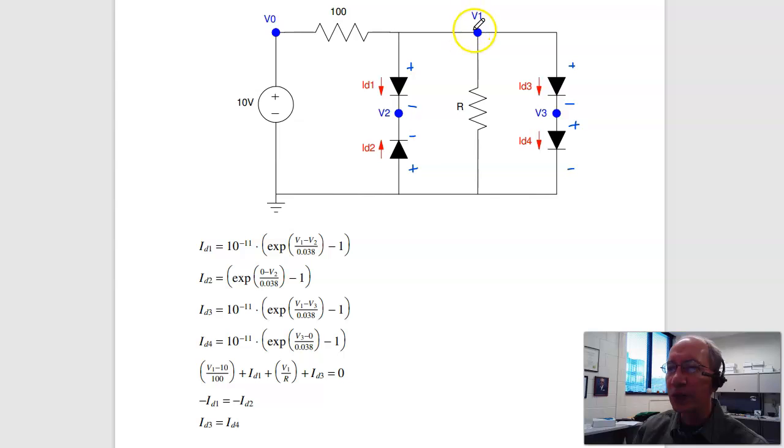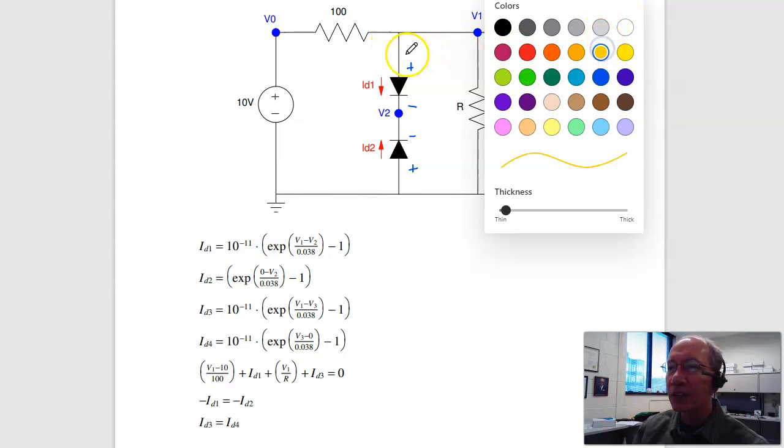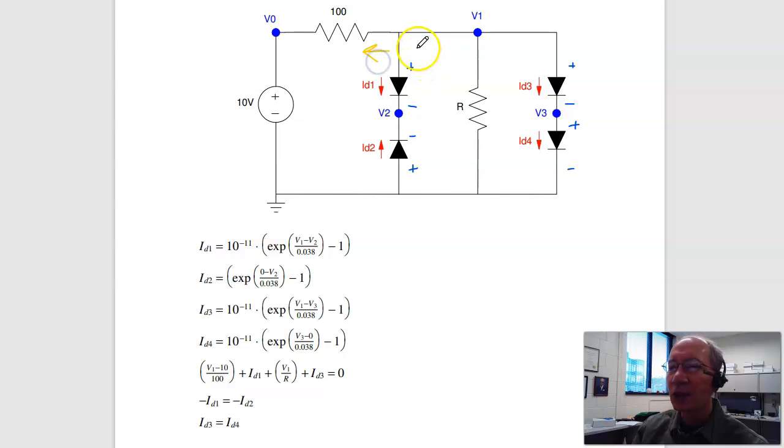Then your node equations. At node 1, the current leaving is V1 minus V0 over 100 plus ID1 plus V1 over R plus ID3 equals 0. At node 2, minus ID1 minus ID2 equals 0. Node 3, minus ID3 plus ID4 equals 0. So that is quiz number 2 for ECE 320 for fall 2022.